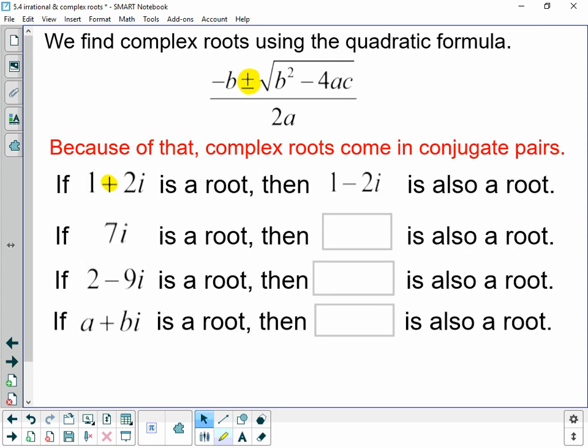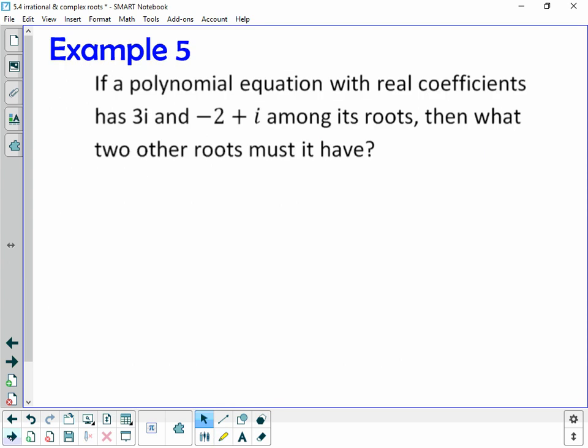If 7i is a root, then -7i is also a root. If 2 minus 9i is a root, we know it has a root at 2 plus 9i. And in general, if a plus bi is a root, then a minus bi is a root. They always come in pairs. So both the irrational ones and the non-real ones come in pairs. So let's try a couple of these with the imaginary parts.